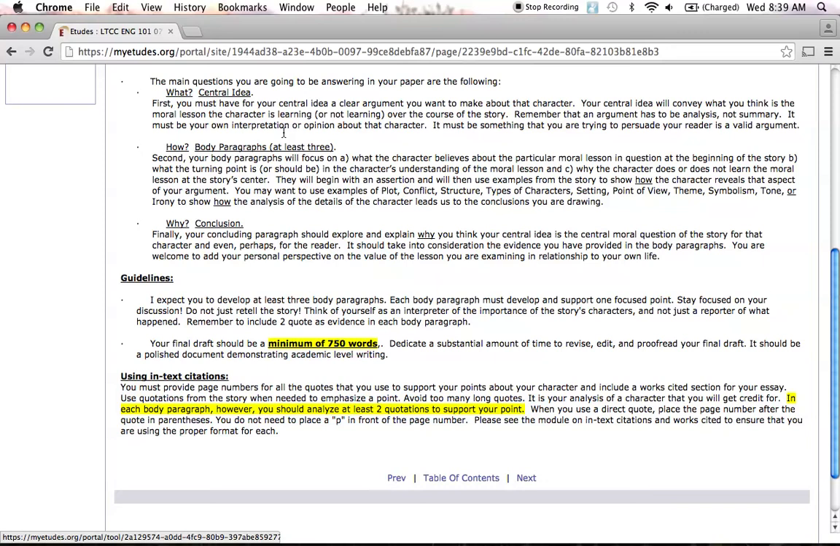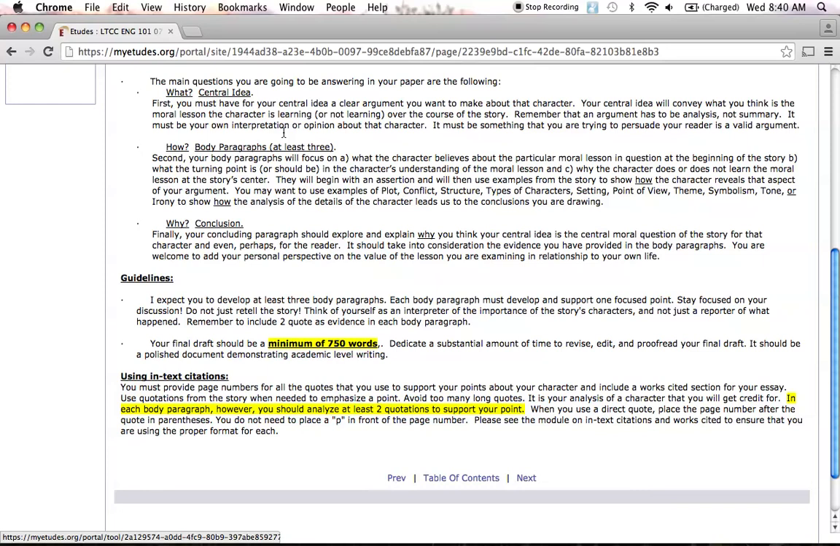Remember that an argument has to be analysis, not summary. So what you're going to do is, from our syllabus, you can pick any story. It doesn't matter if we've read it or not yet, but it has to be from our syllabus so that I know we have a commonality in the story that we're talking about here. So you need to pick a story and pick a character, and you need to think, what lesson should this character have learned over the course of the story? There's lots of good ones to choose from. It doesn't really matter at this point whether he or she did learn the lesson or not. You're just trying to think about character and a lesson.